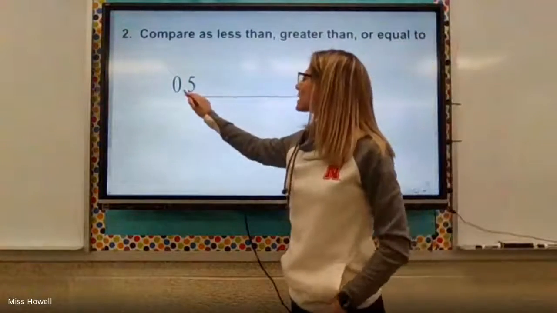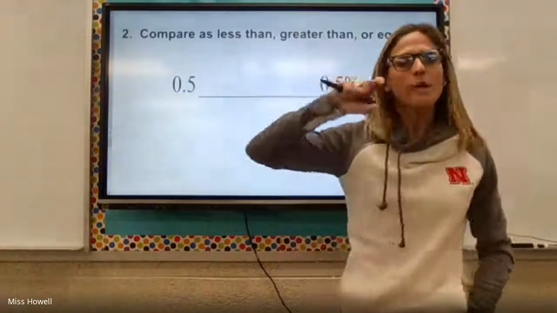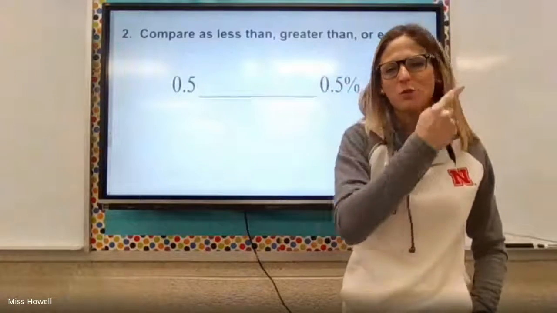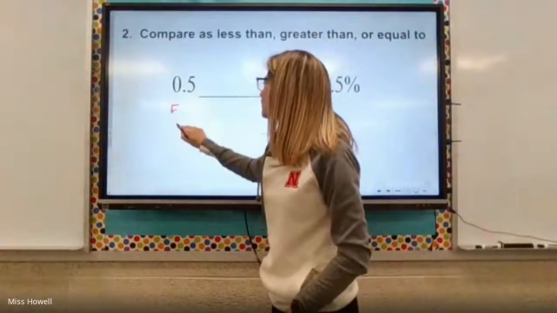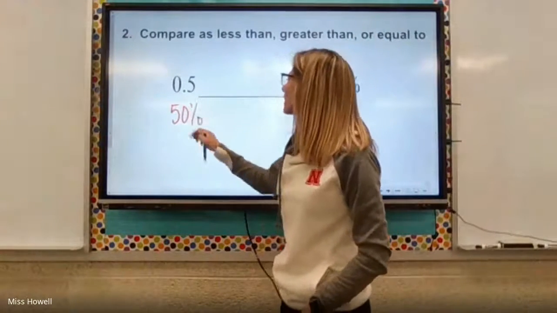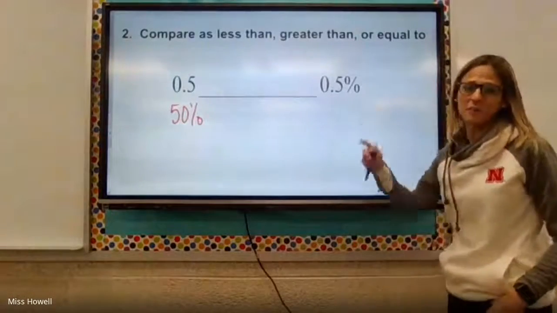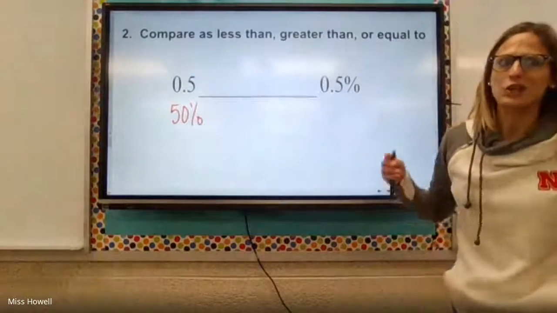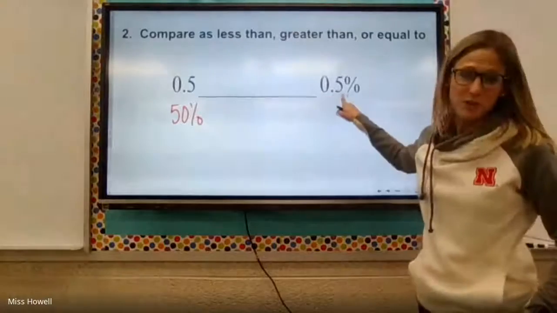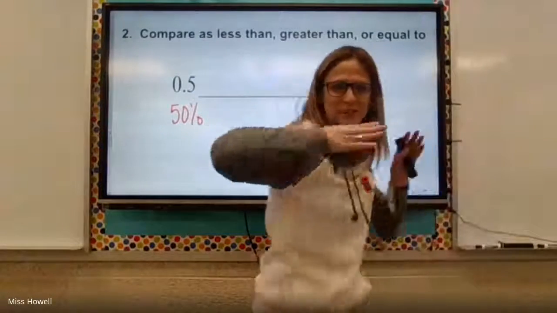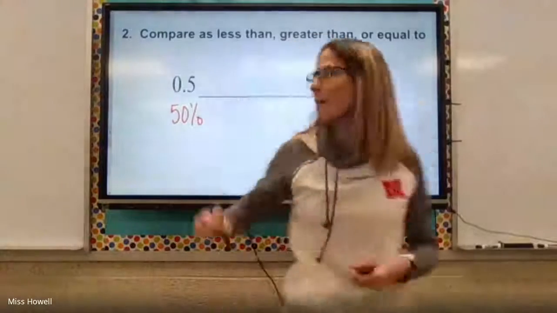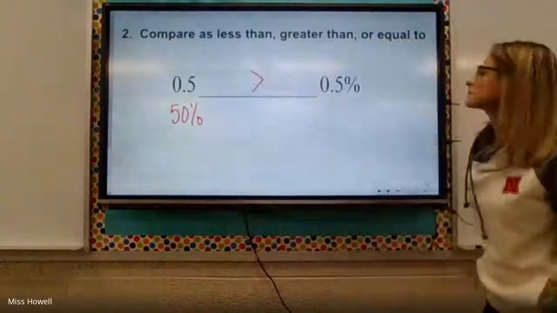So I'm going to go ahead and hit this one times 100 again. Or remember, the shortcut is move the decimal 2 to the right, which would give us 50%. All right, so we're really comparing 50% and 0.5%. 50% is a lot bigger. This isn't even 1%. All right, so again, our sign should be facing that way towards things bigger on our number line, which is greater than.